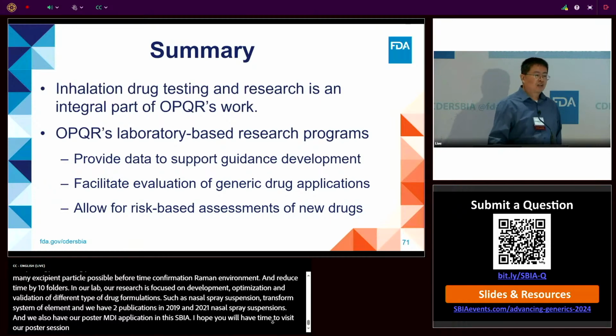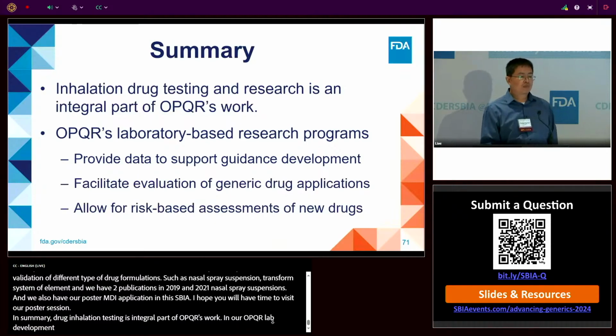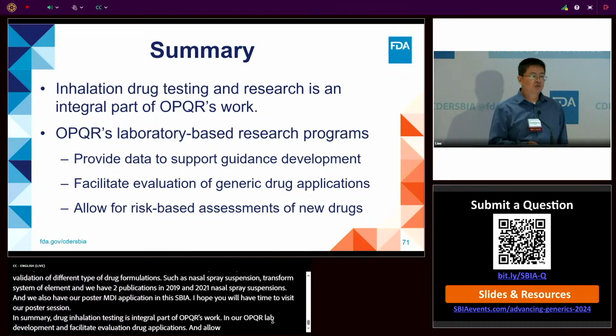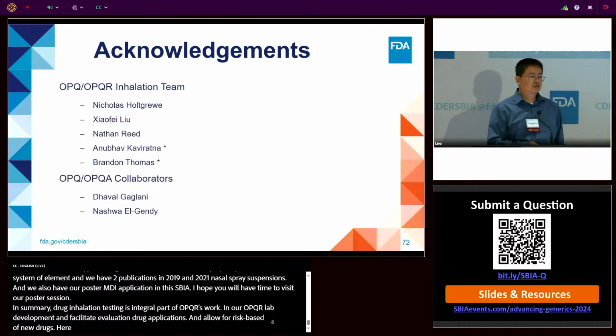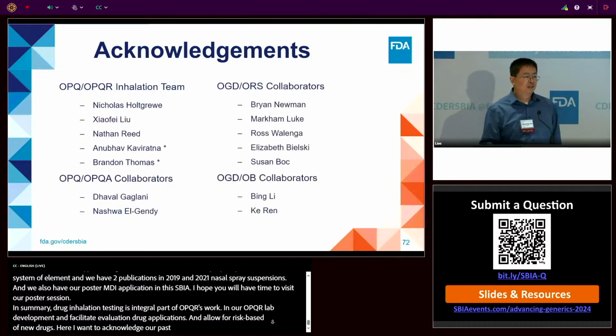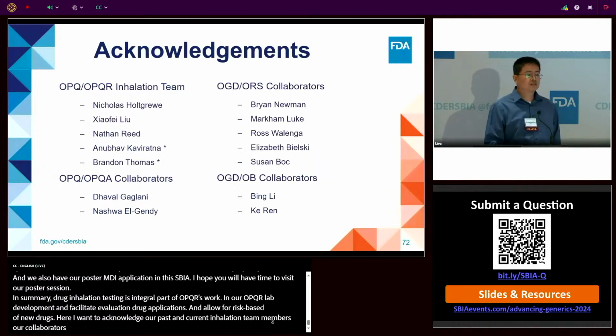In summary, inhalation drug testing and research is an integral part of OPQR's work. Our OPQR lab-based research programs provide data to support guidance development, facilitate evaluation of generic drug applications, and allow for risk-based assessment of new drugs. Here, I want to acknowledge our past and current inhalation team members and our collaborators from OPQ, OPQA, OGD, ORS, and OGD OB.